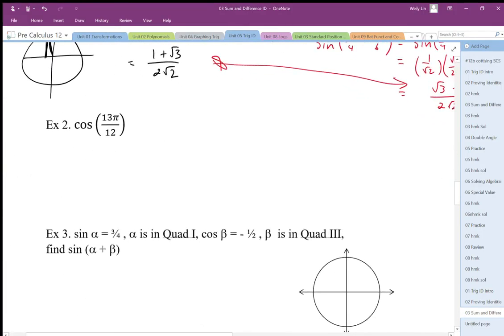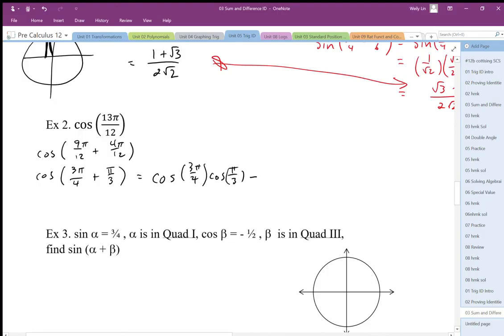So same thing here. This is an angle over 12, pi over 12, so we can rewrite this cosine. In this case I'm going to use 9 pi over 12 plus 4 pi over 12. This is going to be 3 pi over 4, and this is going to be pi over 3, or 1/3 pi. Then plugging into my formula, it's cosine 3 pi over 4, cosine of 60 degrees. Since the formula is for cosine plus, it's going to be minus. It's going to be cos cos minus sine sine. I just plug those angles into the formula.